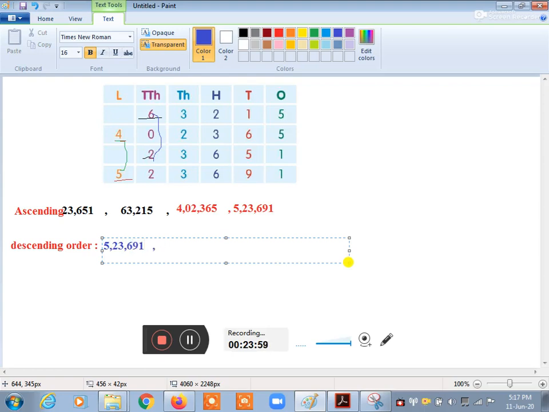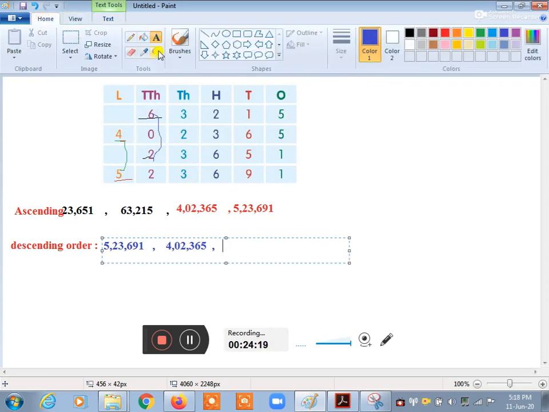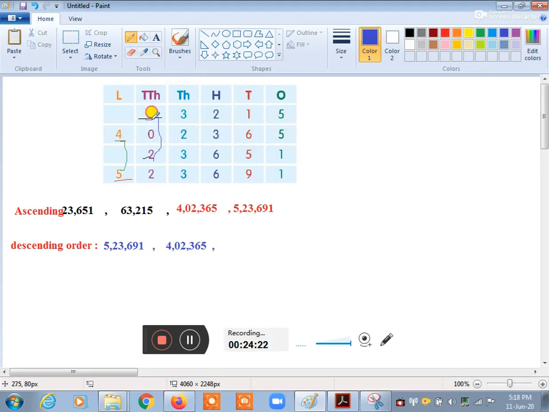And the next greatest number is 4,02,365, and compare with the 5 digit number. Here is the number 6, and here is the number 2. So number 6 is greater than number 2. So 63,215 is greater than 23,651.